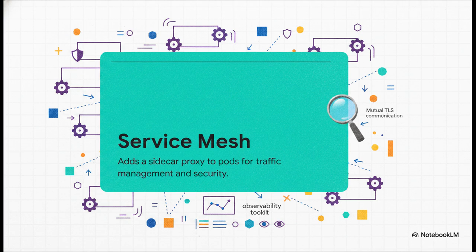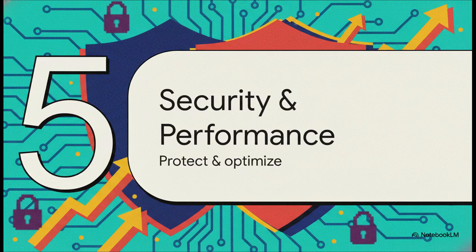Enter the service mesh. A service mesh injects a little sidecar proxy, think something like Envoy, into every single pod. Suddenly, all traffic going in and out routes through this proxy. It is brilliant because it handles all your complex traffic management, automated retries, and even secures communication with mutual TLS. And it does all of this without you having to rewrite a single line of your actual application code. Which brings us to our final stop, Pillar 5, Security and Performance, the overarching shields of our infrastructure.